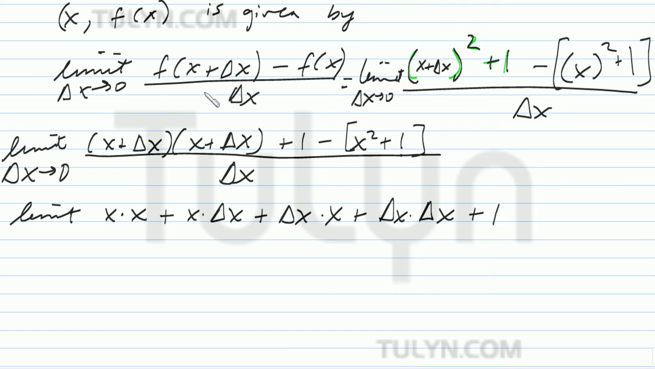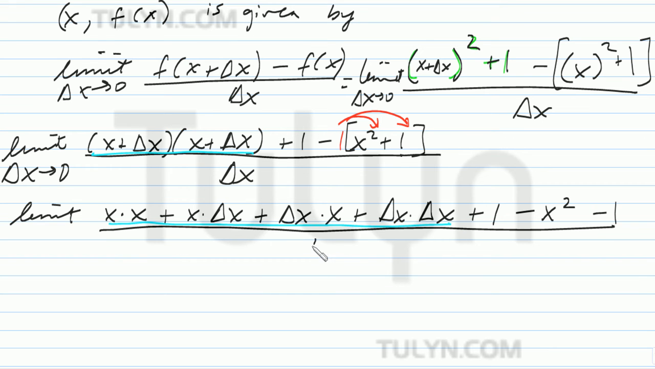So I'm doing this part right here. It's already done. And then now I'm going to bring down the rest. Minus x squared, and I'm going to distribute the negative. There's negative 1 here, I'm going to distribute it to here and to here. So it's going to be minus x squared minus 1, all divided by delta x as delta x approaches 0.